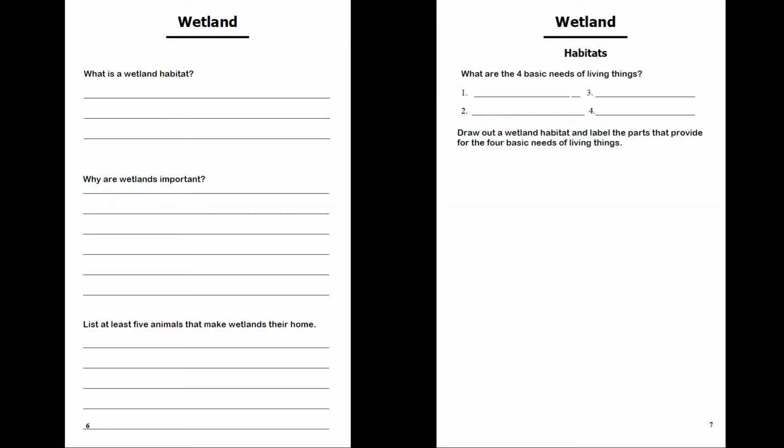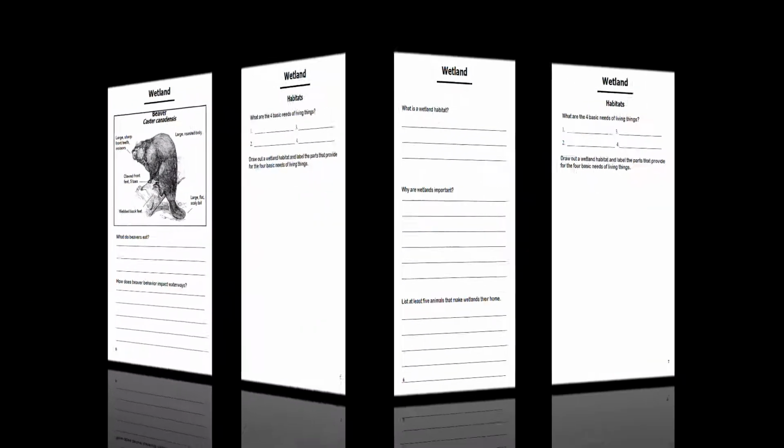For this station, you're going to need your journal and your pencil and maybe some drawing materials. So the pages you will be looking at are pages 6, 7, 8, and 9.